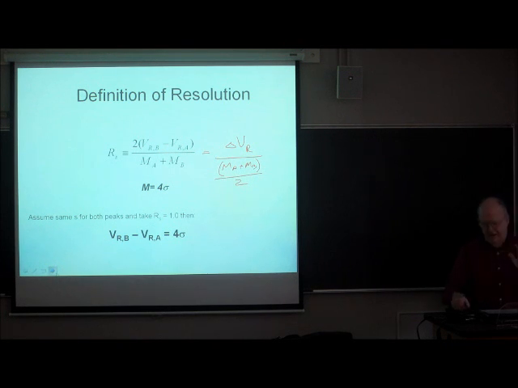Now, this is an important number. If you have a resolution of 1, what it means is that the difference in the 2 retention volumes is about 4 sigma. If the resolution is greater than 1, then the difference in retention of the 2 peaks is greater than 4 sigma. So it's 2 sigma on the side of the early peak and 2 sigma on the back edge of the later peak. It's those 2 and 2 together, the 4 sigma, that gives you a resolution of 1.